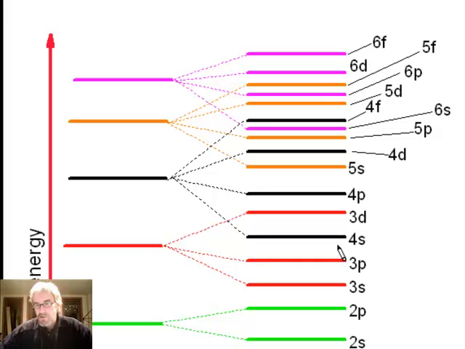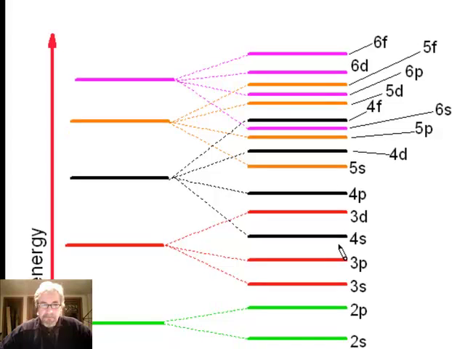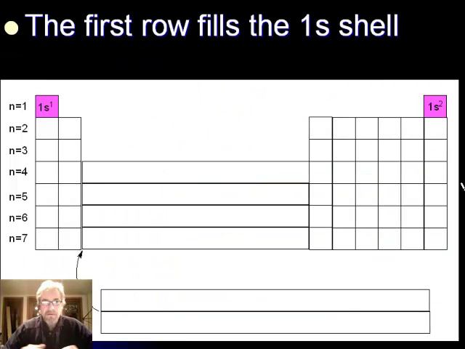There are some memory devices and things that you can use, but I think skip all of those things and go straight to the periodic table, because the periodic table, it turns out, has exactly what we need on it. The first row, it turns out, fills the 1s shell. So here we have hydrogen, and we have helium, 1s1, 1s2.